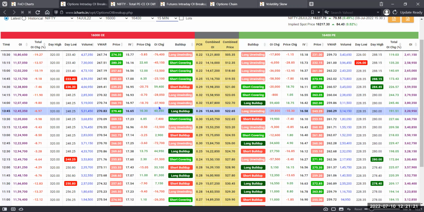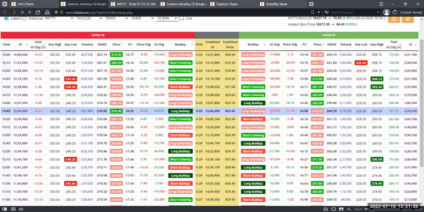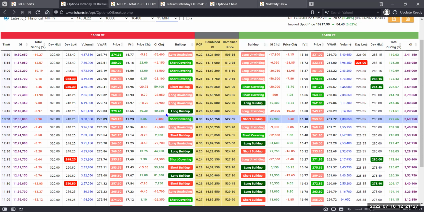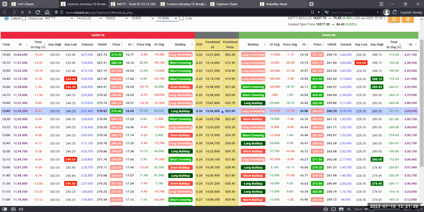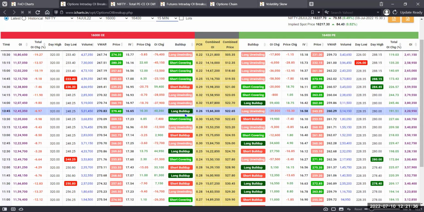Here, this buildup is there on the call side. Unwinding is there on the put side. This is actually a signal, short signal. I am surprised. I missed this on that day. I had this page open, but I did not see this.